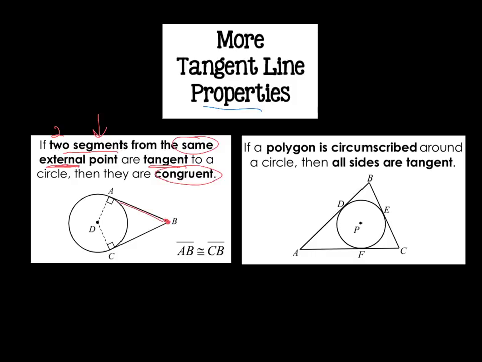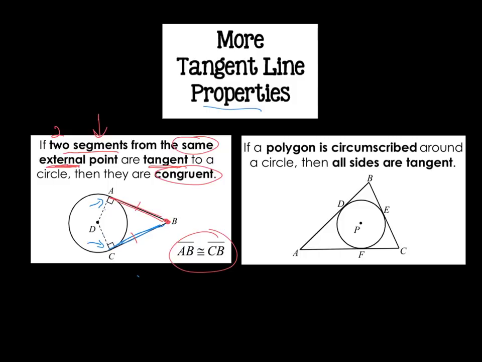So segment AB and segment BC are two segments that are tangent. If you notice, they are tangent because I see that they are perpendicular to the radii. If that's the case, then those segments are congruent as stated right here.